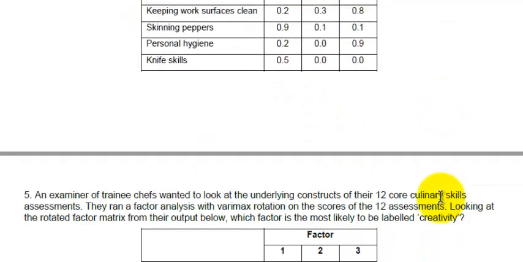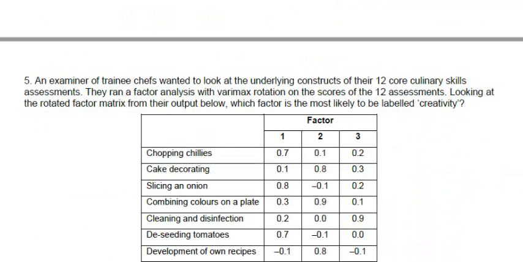Next question. It wants to know which factor should be labeled creativity. So again, pick those abilities that are creative, like cake decorating. It's highest under number 8. Colors on a plate, number 9, is under number 2, 0.9. So I'm going to say factor number 2 should be labeled creativity.